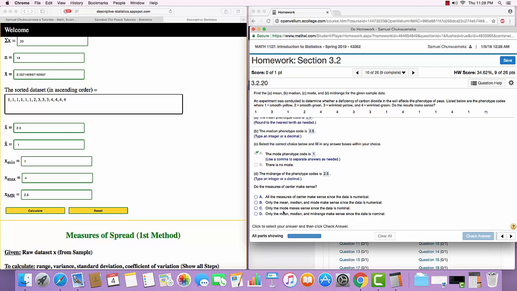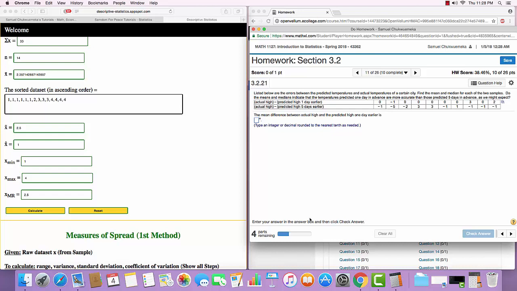Okay, for nominal data, the only thing that makes sense is the mode. The mode is the measure of center for describing nominal data. So C is the correct option.